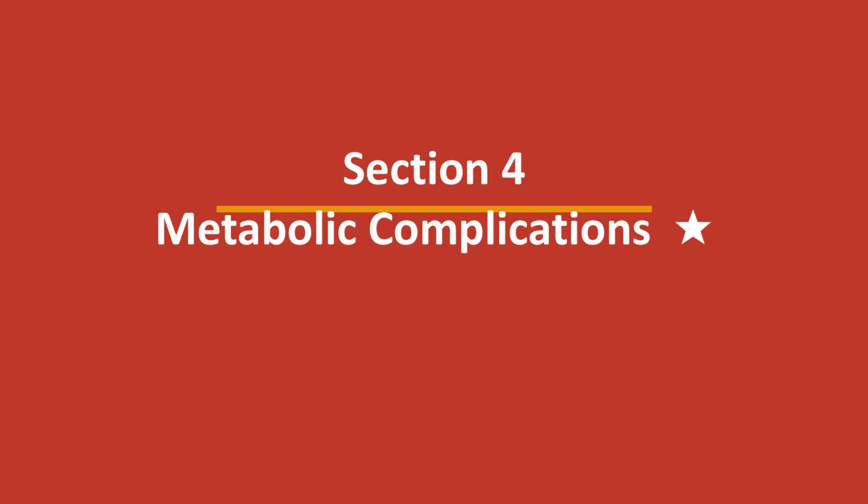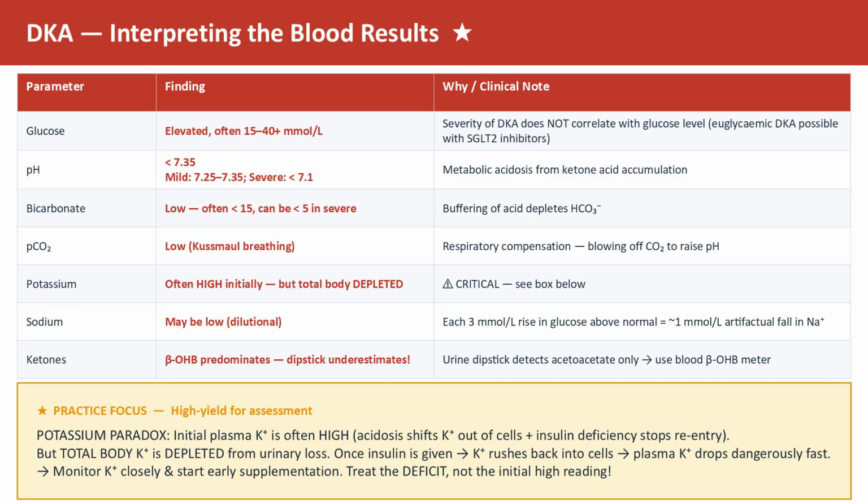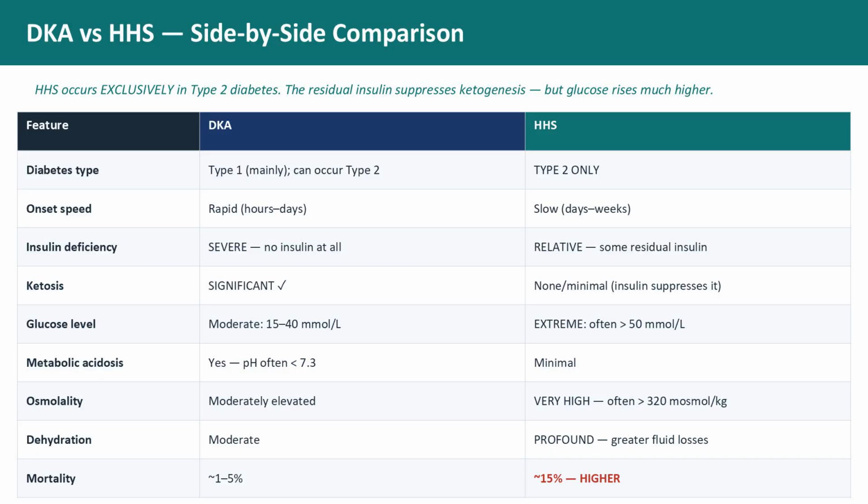We now enter Section 4, focusing on metabolic complications associated with diabetes. Diabetic ketoacidosis involves a biochemical cascade leading to severe metabolic disturbances, emphasizing the domino effect in its progression. Interpreting blood results in DKA is critical for effective management, with specific findings guiding clinical decisions. Comparing DKA and HHS reveals differences in onset, severity, and mortality, highlighting the unique challenges of each condition.